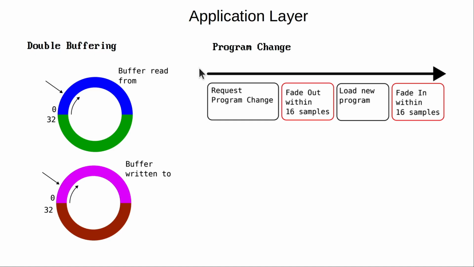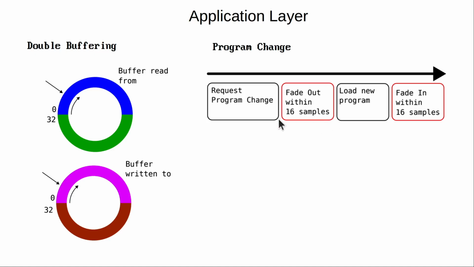For this to happen without clicks or artifacts, a careful communication of the main loop with the audio driver is necessary. After the UI has detected a condition requiring a program change, the main loop requests a program change by modifying a program change state variable. This happens only if there is no previous program change pending. In the audio loop, then a fade out happens within 16 samples. This is 0.32 milliseconds. After this, the main loop is notified that the new program can be loaded.